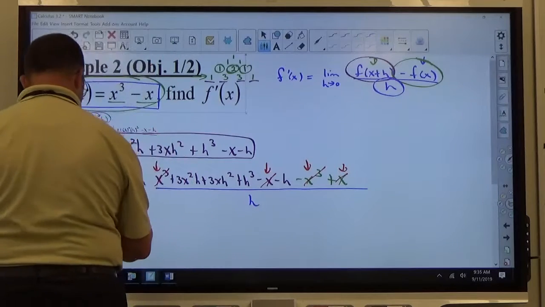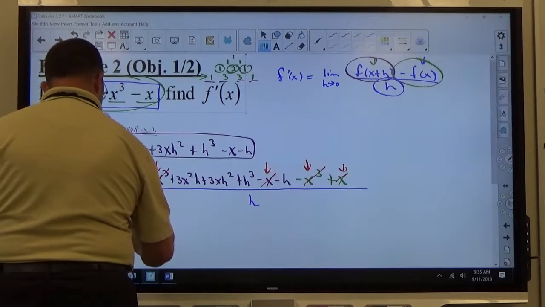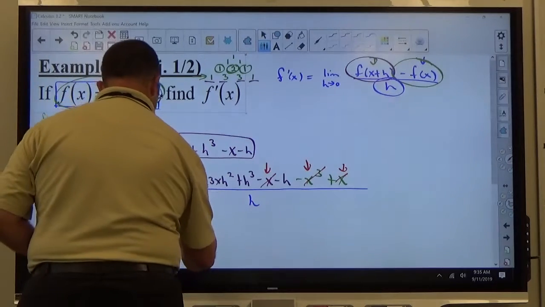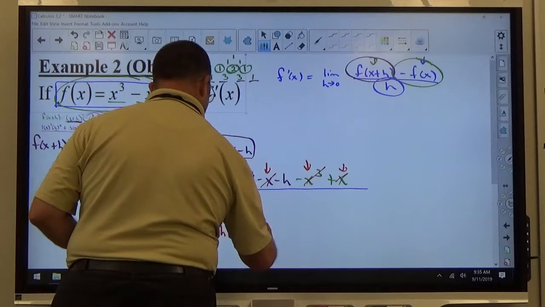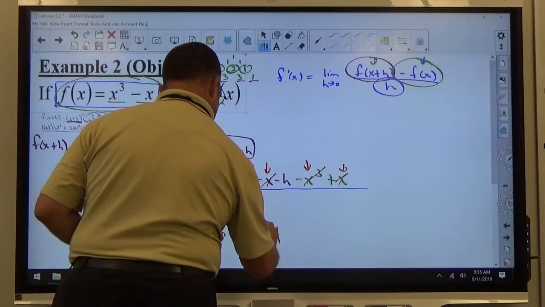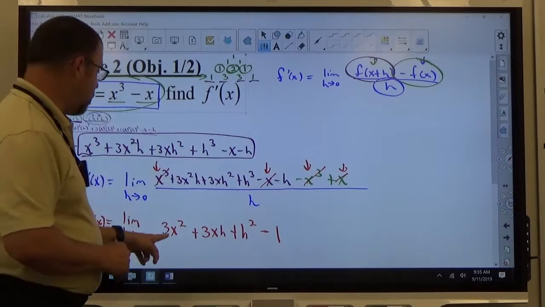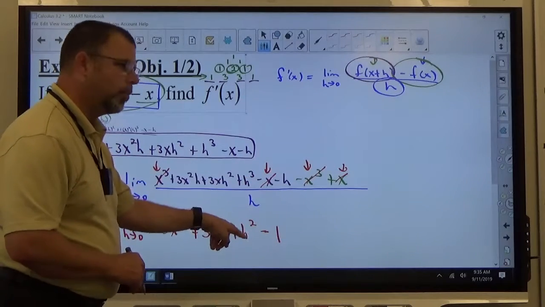We can then reduce by h, so f prime of x is still a limit as h approaches 0. If I divide everything by h, I'm going to get 3x squared plus 3xh plus h squared minus 1. h on the bottom becomes 1, divided by 1 doesn't matter, so I'm going to write it as a polynomial structure there. Be careful that only the h to the first powers become non-h terms. h squared became h to the first, h cubed became h squared.